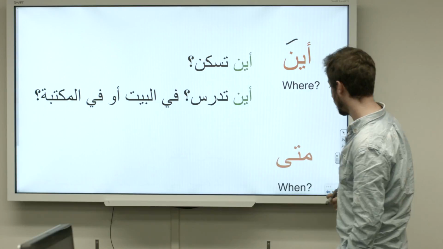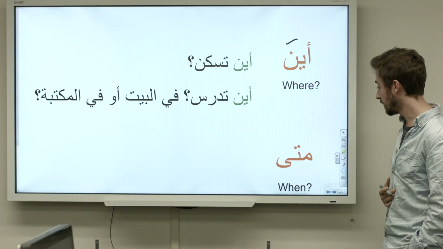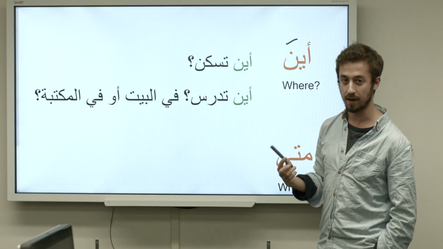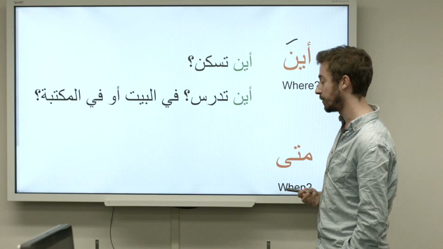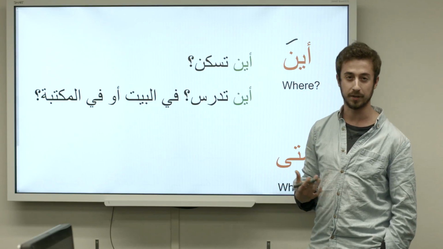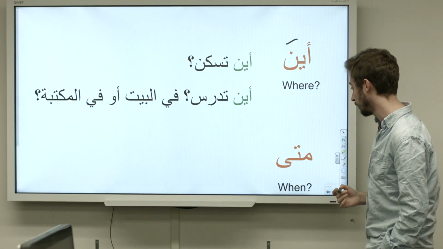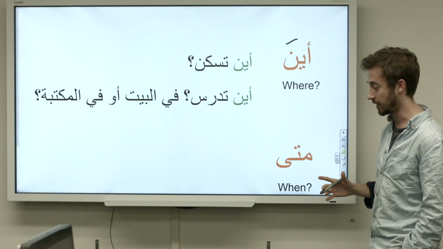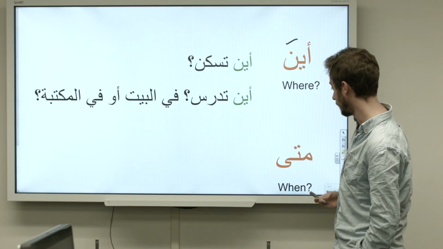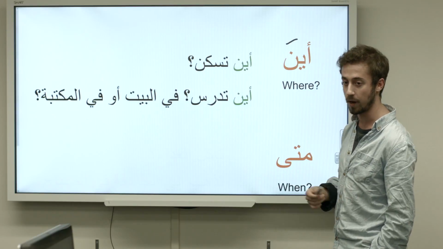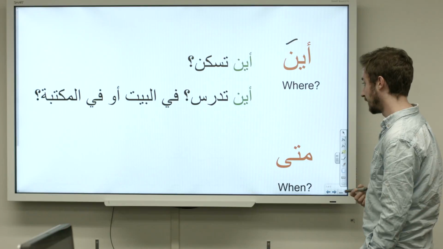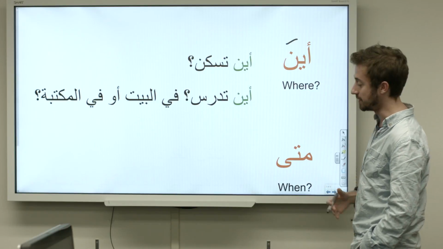Then we have meta, which just means when. And there's another kind of when that you might be wondering about, but it's not an interrogative particle, right? Like when we say, when I was a child, I loved to play with my toys. There's another word for that, but that comes way later, so we're not going to delve into that now. This is when you're asking someone a question, like when did you get to the class, right? I don't know. When did you get home last night?